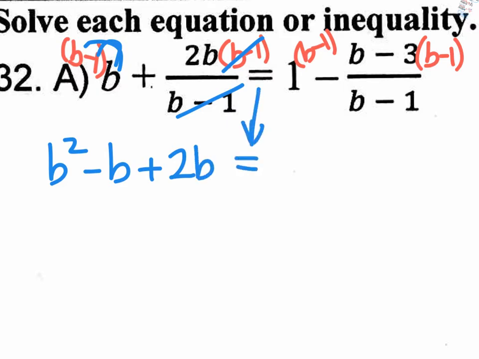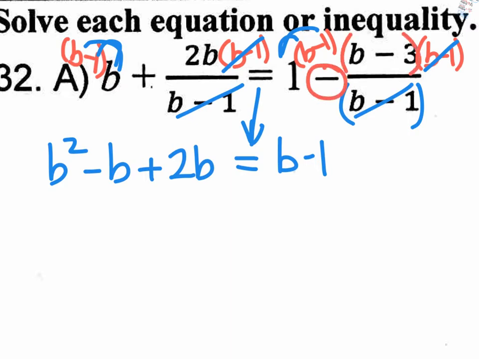And right here, you have to distribute: 1 times b is b, 1 times -1 is -1. And of course, over here, the b minus 1 on the bottom with the b minus 1 on top also cancels out. Now, right here, it's a little tricky because you have a minus sign and a binomial, b minus 3. So that minus sign needs to be distributed to the b and to the -3, giving you a minus b and a positive 3. Please don't make a mistake on the test right there.